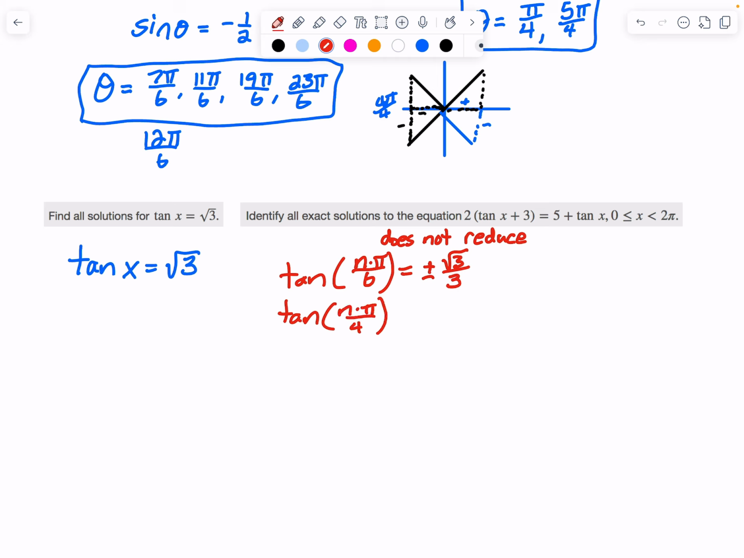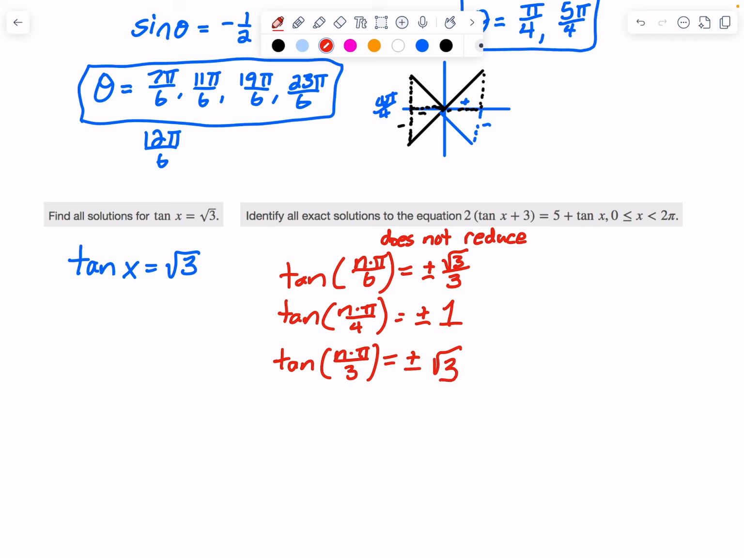You can't use 2 here. That'd be, or 4, or any multiple of 2. This is going to be plus or minus 1, hence what we had in that last problem. And then the last one, tangent of n times pi over 3 equals plus or minus, and this is going to be square root of 3.